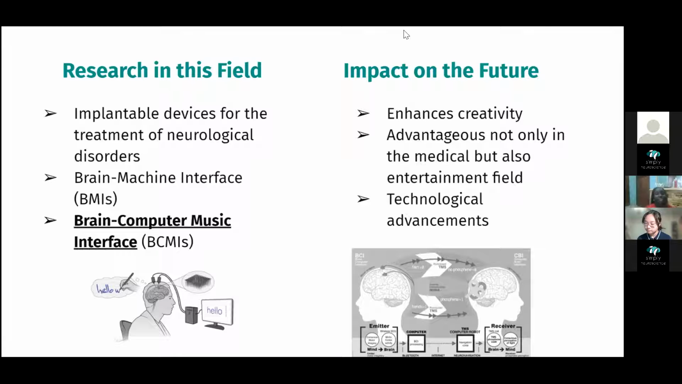And then the impact of this is that it enhances creativity in humans because all these various technologies revolve around restoring function for day-to-day activities, and they do not decrease creativity. It's also advantageous, not only in the medical field, but also in the entertainment field, like gaming, for the music that is used in games. And then there's also technological advancement. And then my group members will talk more about this.